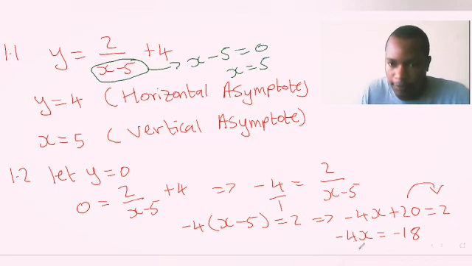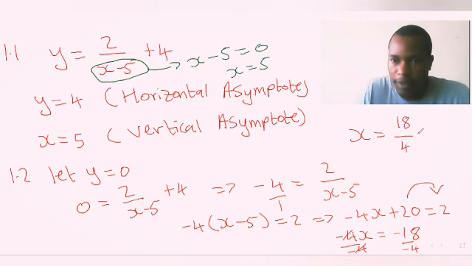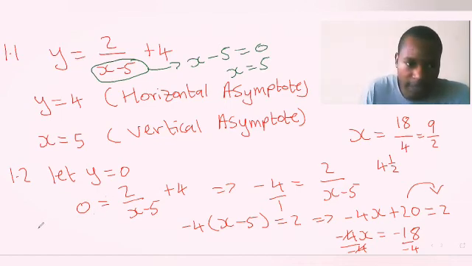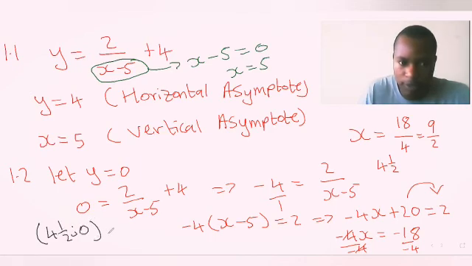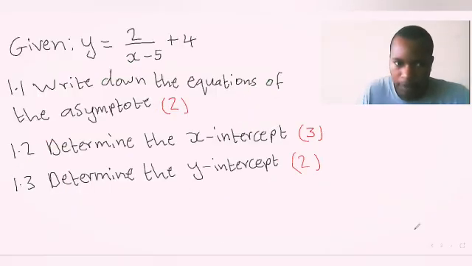To solve for x, we divide throughout by negative 4, and we end up with x equals 18 divided by 4, which simplifies to 9 divided by 2, which further simplifies to 4 and 1 over 2. So the coordinates of the x-intercept are (4 and 1/2; 0).